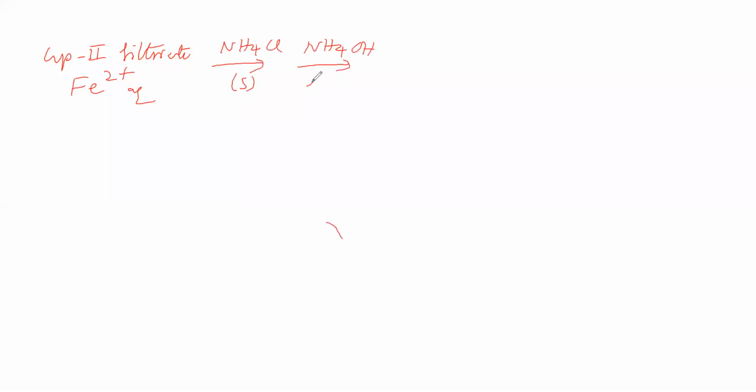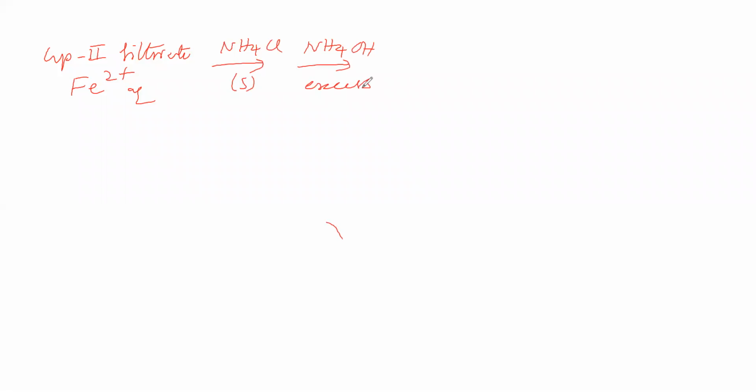We are taking a group 2 filtrate. Suppose this group 2 filtrate contains the cation Fe2+. Now, without adding conc. nitric acid, we are proceeding. We are adding ammonium chloride, and then adding excess ammonium hydroxide.